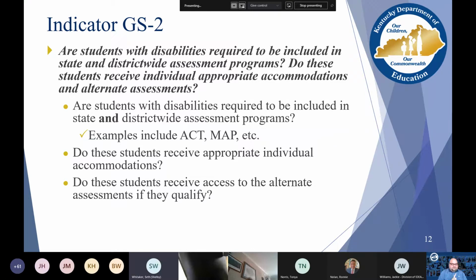And district-wide programs. Do these students receive individual appropriate accommodations and alternate assessments? So, are the students with disabilities required to be included in state and district-wide programs? Examples of those would be if your district does MAP testing, ACT, all of those things, they have to receive appropriate accommodations, and they also have to take part in those district-wide assessments.